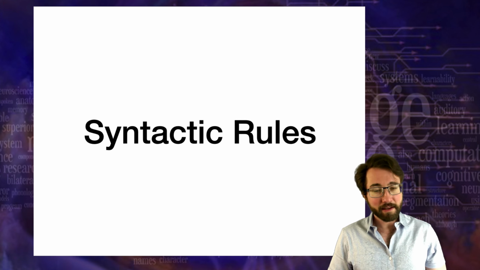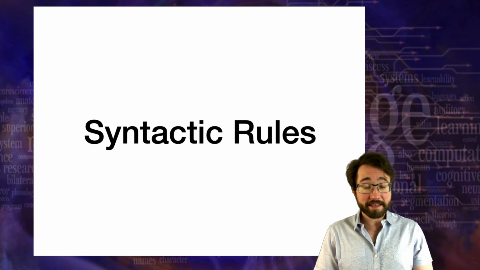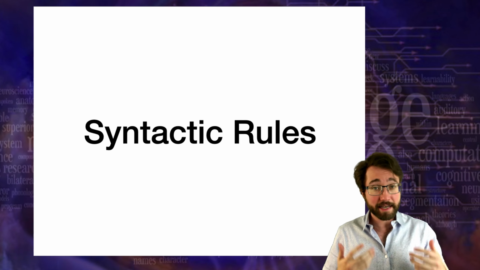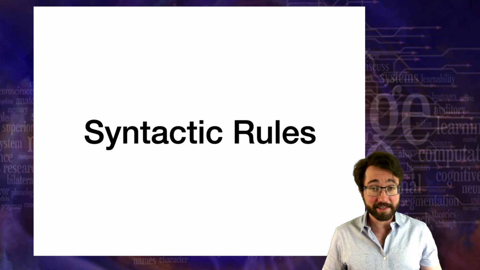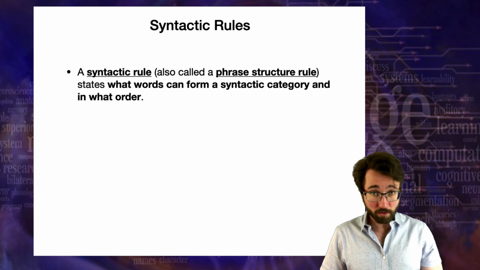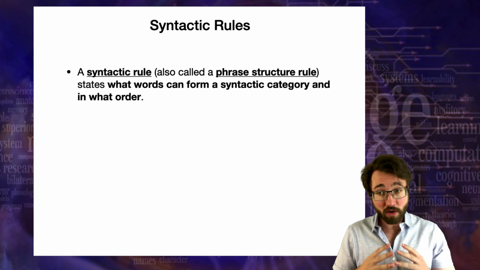Okay, so now I'm going to introduce the notion of syntactic rule. And syntactic rules are going to be ways of describing these co-occurrence and word order constraints as they exist in languages. So a syntactic rule, which is also called a phrase structure rule, says what words can form a syntactic category and in what order.